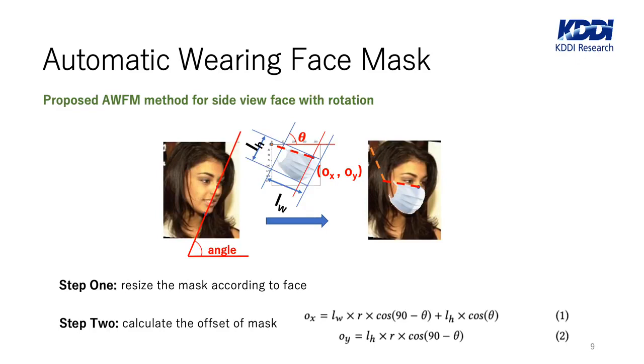For the case of side view face with rotation, the face is not only turned to one side, but also rotated by a certain angle. Step 1. We also resize the mask according to the face, like what we did. Step 2. We calculate the offset of the mask according to the angle, and paste it to the face. Take the figure for example. We use the formulas on the right side at the bottom.